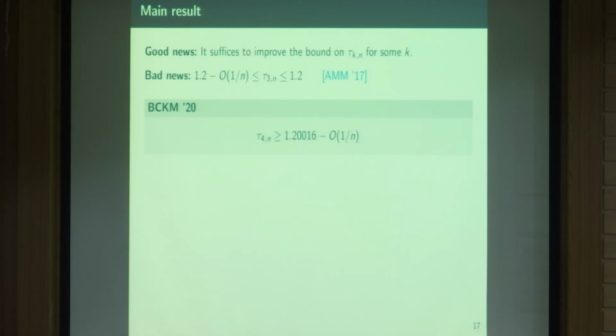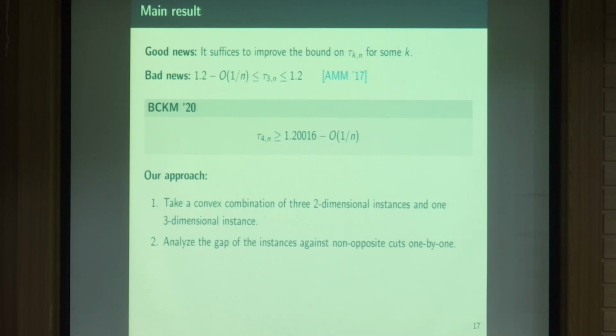I still have to work on how to sell this result better. But the main point is that the gap is not 6/5, and I think the interesting thing is not the bound itself, but the technique that is used in improving the bound. And we are hoping that somehow you will see the idea can be used to further improve the lower bound. So the approach is the following.